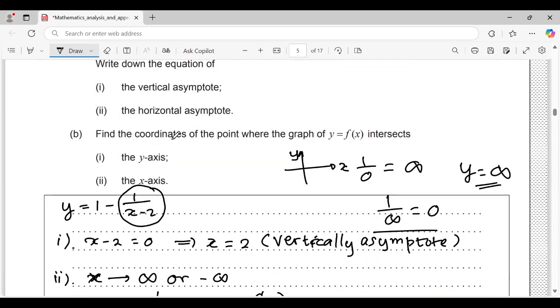Next question. Find the coordinates of the point where the graph of y equal f of x intersects the y-axis and the x-axis.